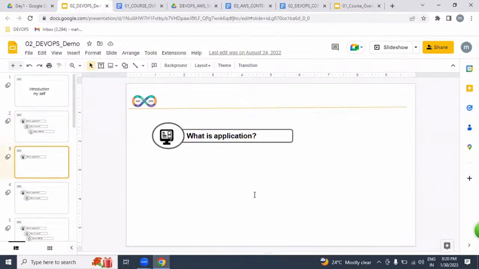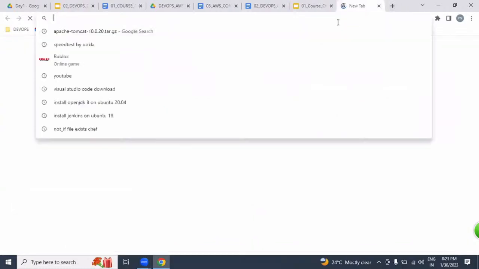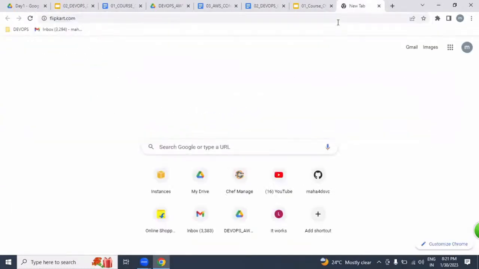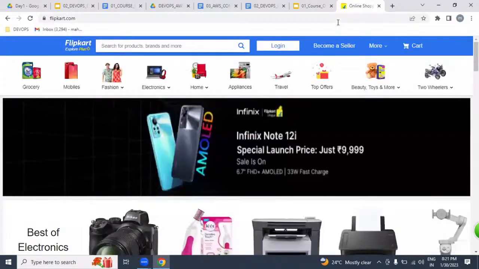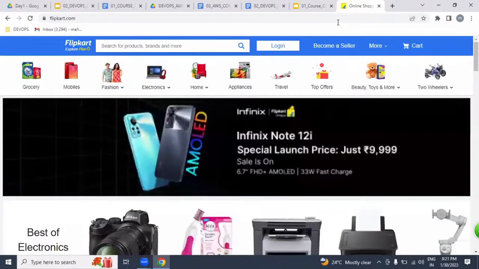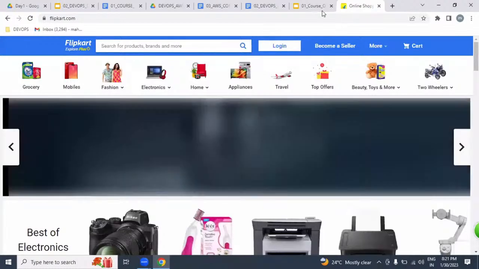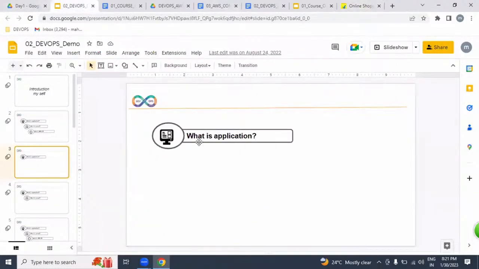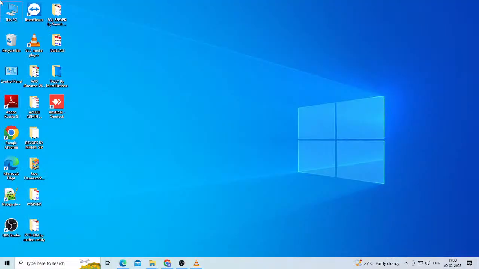Please, anybody have an idea? Do you have an idea about an application? Application is equal to website, like Flipkart, like Amazon, like BookMyShow, like Redbus. Any websites we are calling as what? Application. What is an application? Application is equal to website.